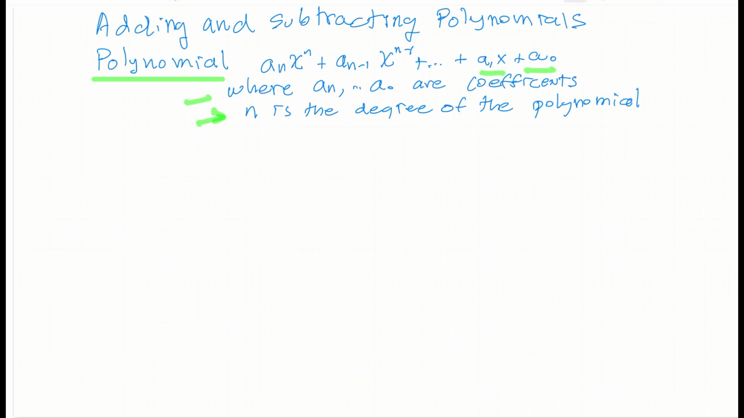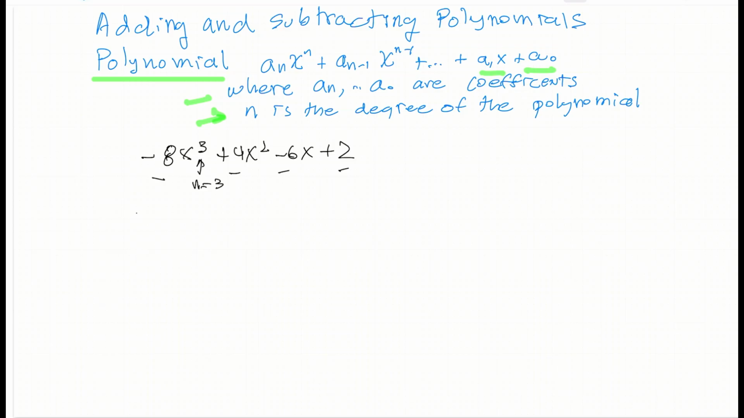So let's look at some examples of a typical polynomial. It'd be like minus 8x cubed plus 4x squared minus 6x plus 2. So in this case, the minus 8, the 4, minus 6, and the 2 are going to be the coefficients. And then the degree is going to be 3. So it's a third order polynomial.